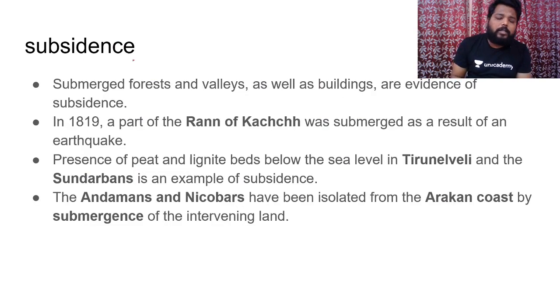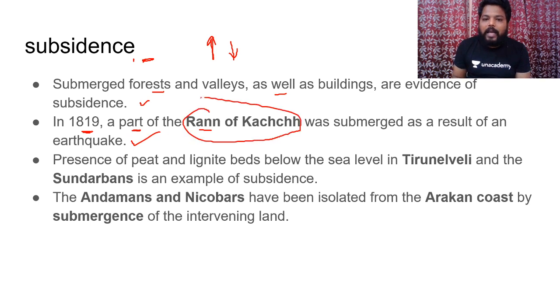Next is subsidence. So in epirogenic movement, we have upliftment and subsidence. Clear? Submerged forests and valleys as well as buildings are the evidence of subsidence in the interiors of the continents. In 1819, a part of the Run of Kutch was submerged as a result of an earthquake. This is also one of the best examples which you can quote. The presence of peat and lignite coal beds below sea level in the Tirunelveli region of Tamil Nadu and around the Sundarban Delta region are the best examples of subsidence.